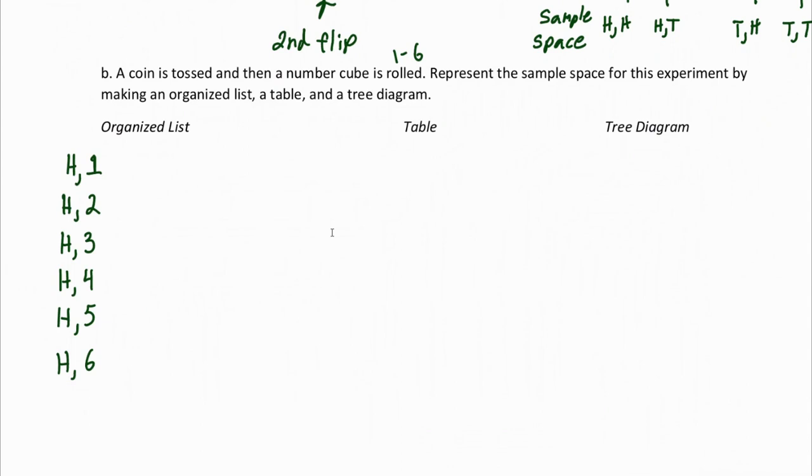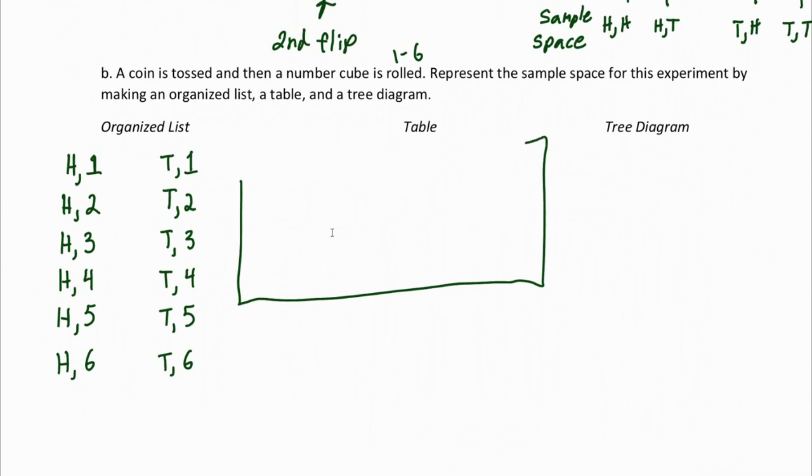That's half of my list, but then I could also flip a coin and get tails. And then I could roll a die and get 1. I could get tails and 2, tails and 3, and so on and so forth. These are all of those possible outcomes. That's it represented as an organized list. Now I can also represent it as a table.